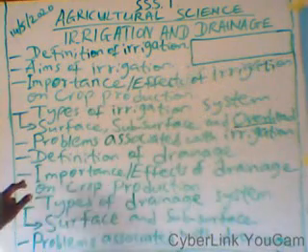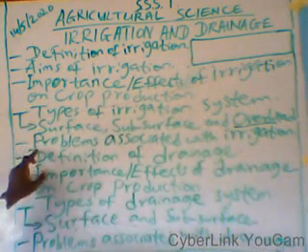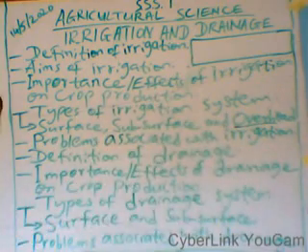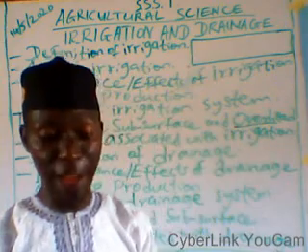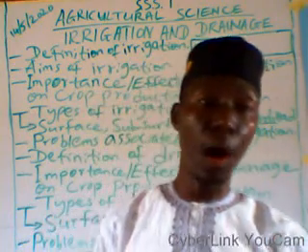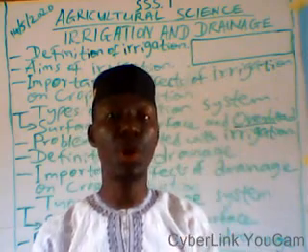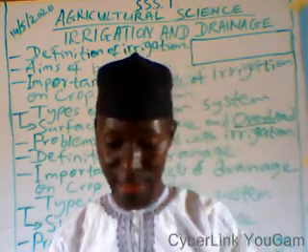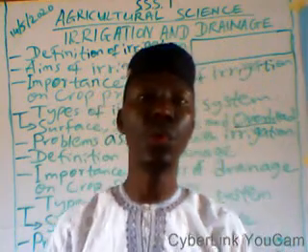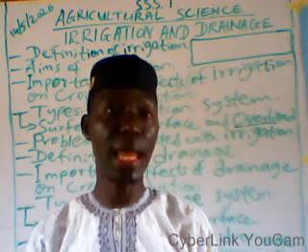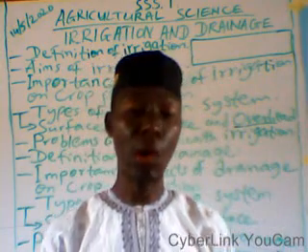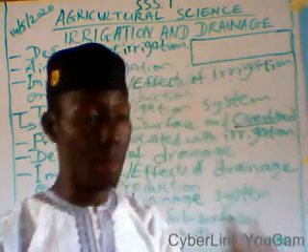The next point here is problems associated with irrigation. 1. Irrigation equipment are expensive to purchase and to maintain. 2. Waterlogging of the farm due to excess irrigation water that may be applied. 3. Accumulation of salt water can be harmful to some organisms that do not like salt water. 4. Inadequate water supply and lack of adequate technical manpower.